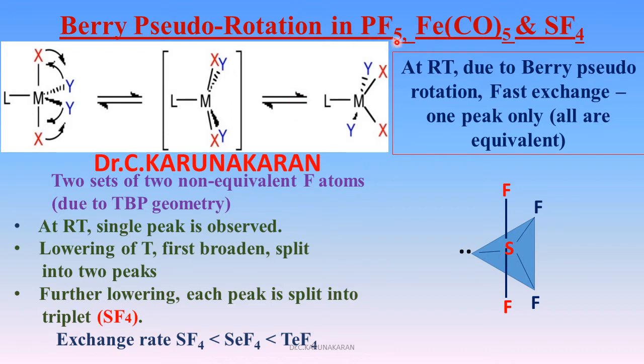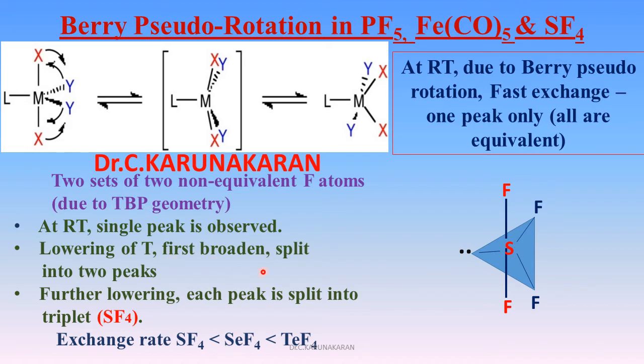For example, in PF5, fluorine 19 NMR is used to study the Berry pseudo rotation. In this case, carbon 13 NMR is used to study the fluxional character of this molecule. Fluorine 19 NMR is again used here. The structure of SF4 is obtained from the NMR. For example, at room temperature, a single peak is observed because of constant exchange of axial and equatorial positions. All the fluorine atoms are equivalent.